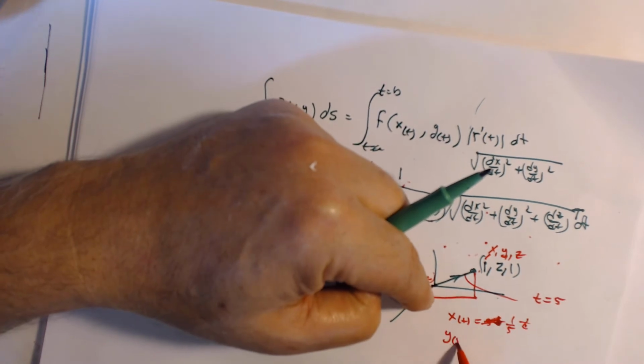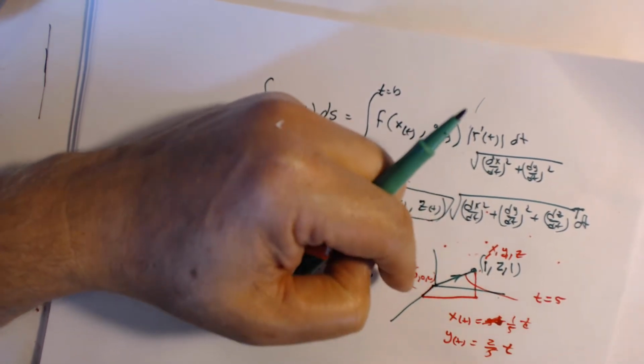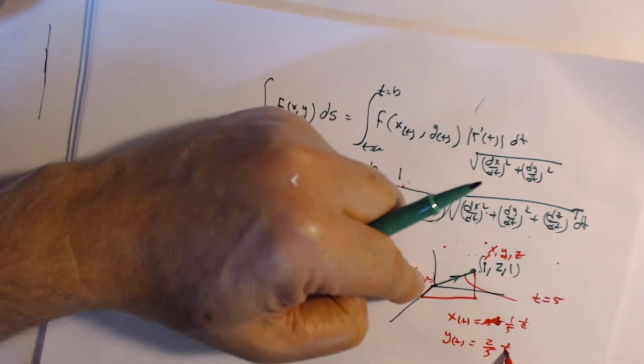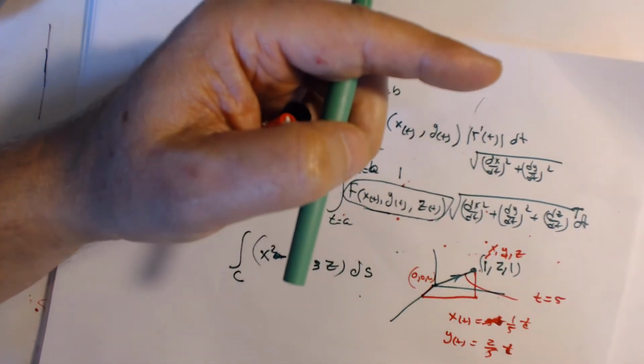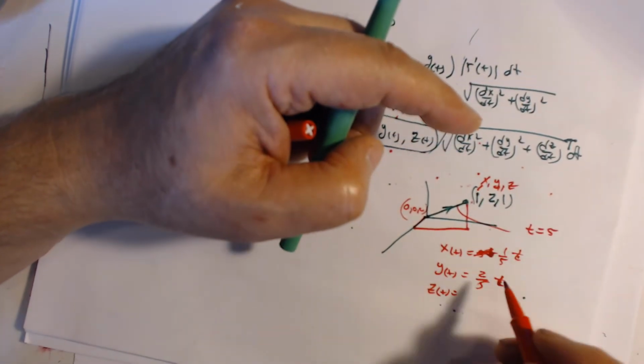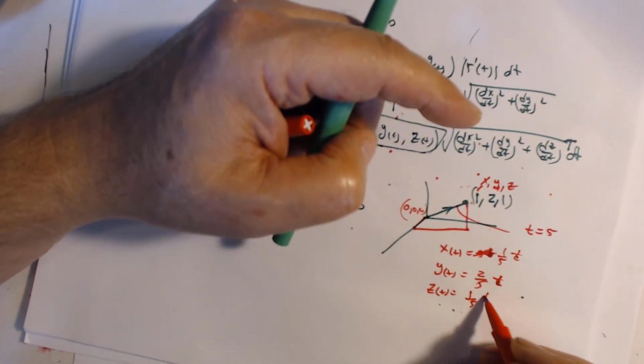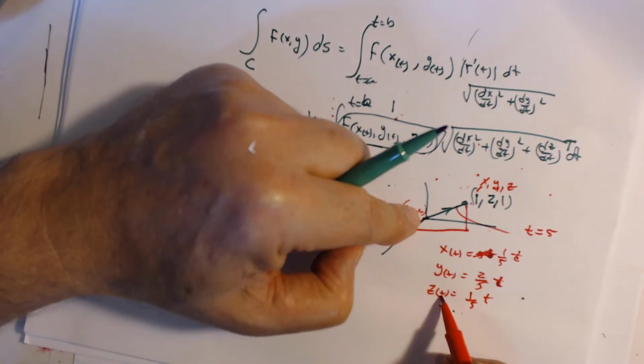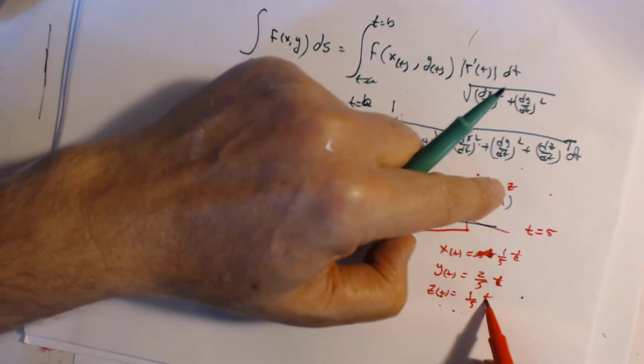Your y of t is 2/5 of t. If t is 0, you get 0. When t is 5, you get 2. And your z of t is 1/5 of t. When t is 0, you get 0. When t is 5, you get that.